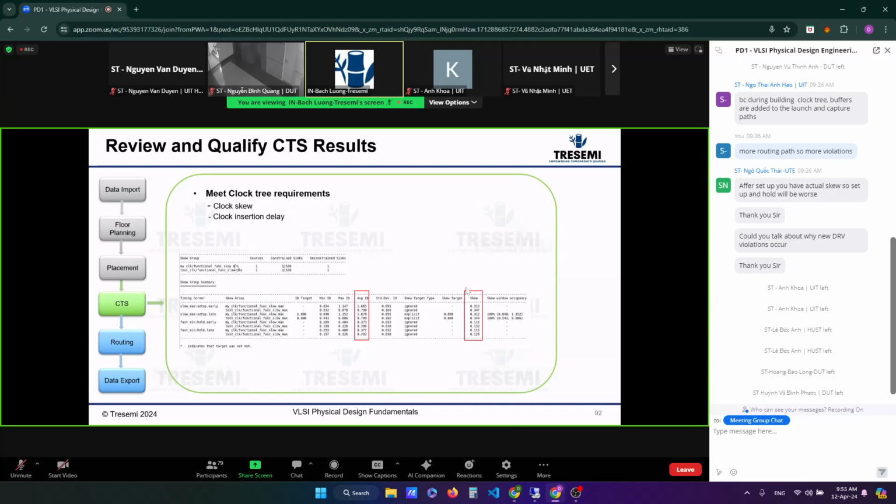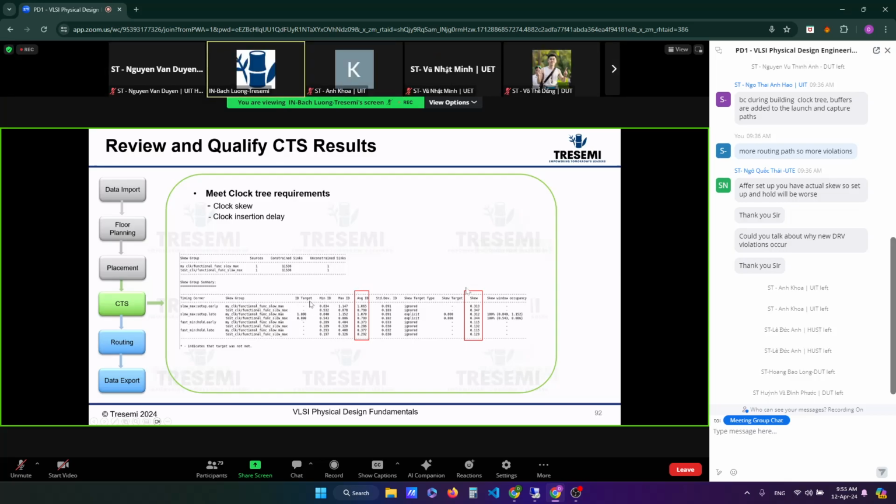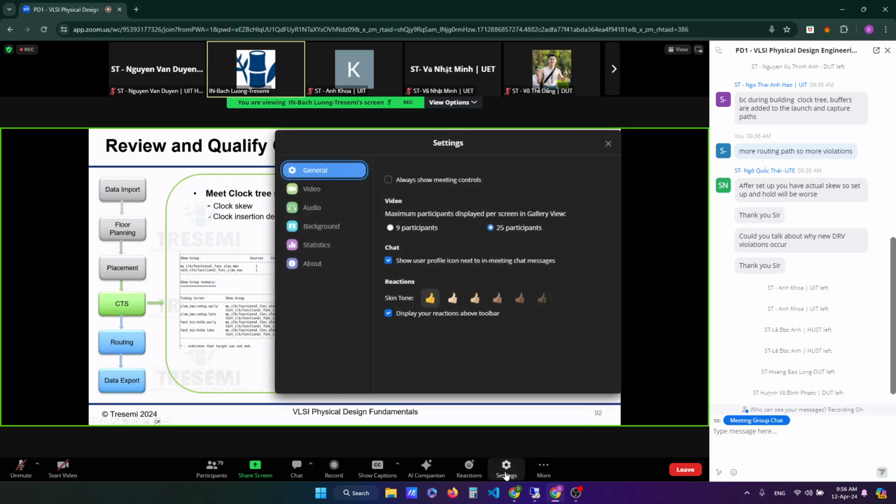So this is the clock skew report and insertion delay. So you can see here, this is a test chip for the lab. You can see different corners here, and you can see the target I set for this clock, the main clock and the test clock. The ID is 1 nanosecond, 800 picosecond, right? The rest, okay, so I set it here. You can see it's an ID target.